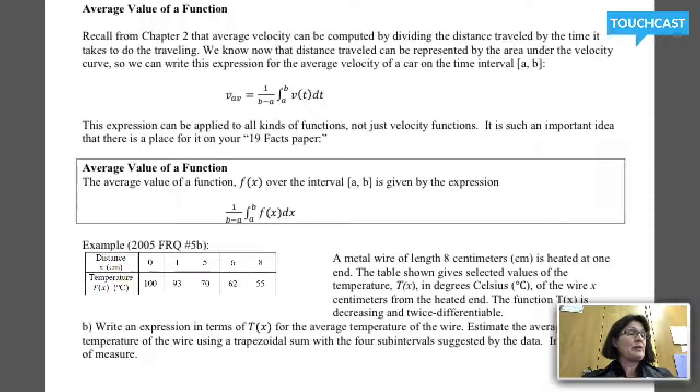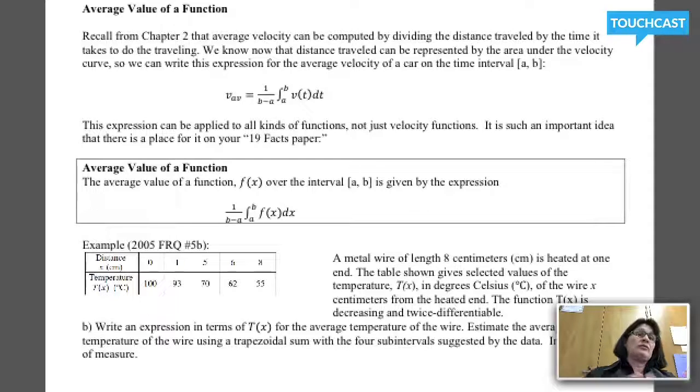If you think all the way back to chapter 2, we talked about average velocity. We said average velocity was distance traveled, divided by the time it took you to do that traveling. But now in chapter 5, we have a new way of computing distance traveled. We say it's the area under the velocity curve between two time limits, which we can model with a definite integral. So I noticed that I can take that same idea that I had in chapter 2, I just have some new ways to write some of those things.